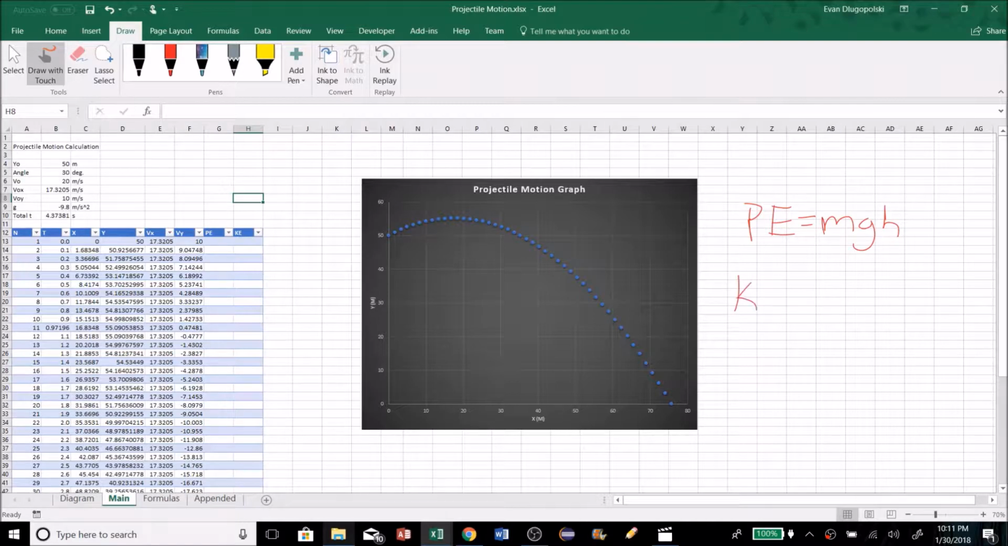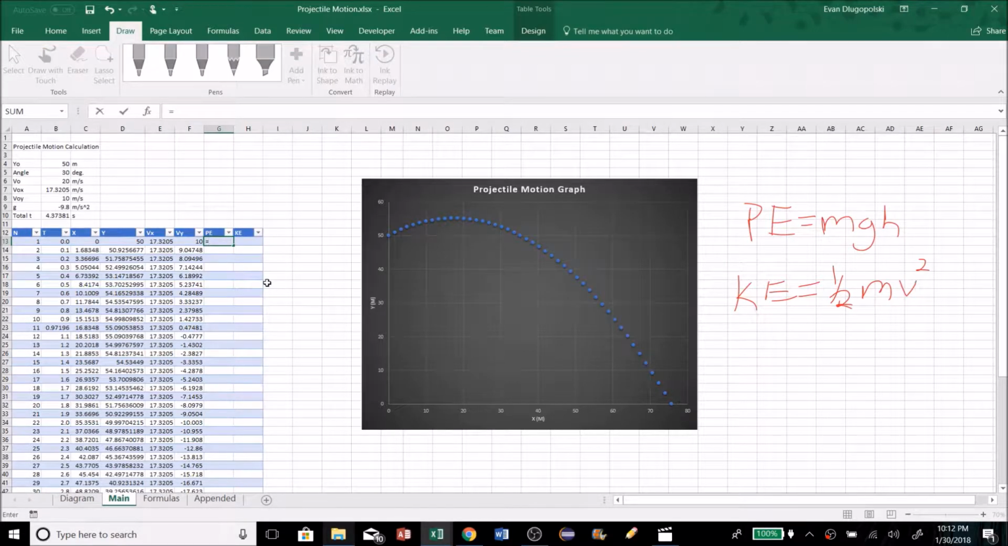And kinetic energy is going to equal 1/2 the mass times the velocity squared. So now that we know that, we can calculate both of those at any given point.